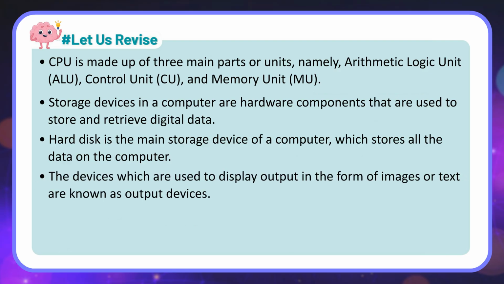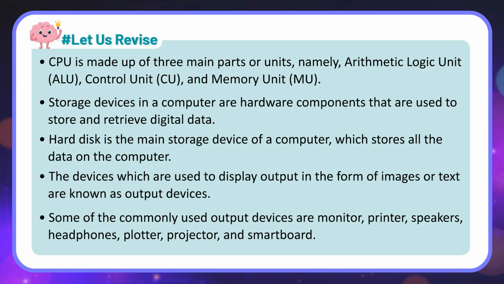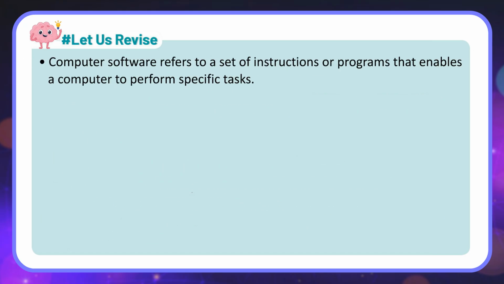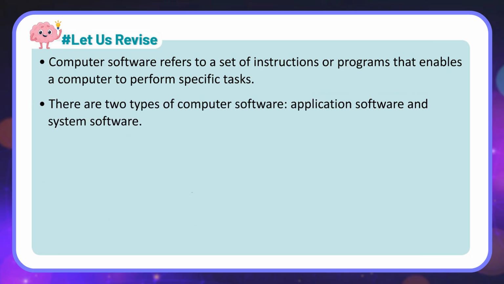The devices which are used to display output in the form of images or text are known as output devices. Some of the commonly used output devices are monitor, printer, speakers, headphones, plotter, projector, and smartboard. Computer software refers to a set of instructions or programs that enables a computer to perform specific tasks. There are 2 types of computer software: application software and system software.